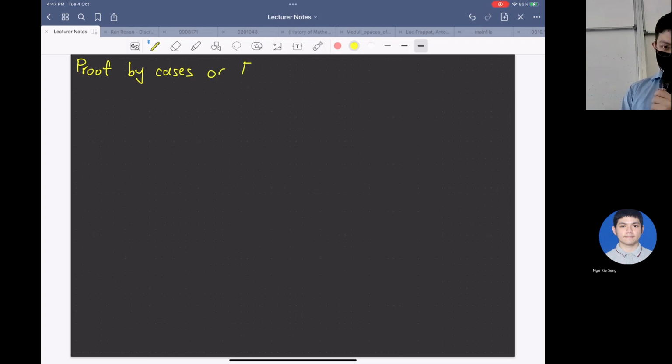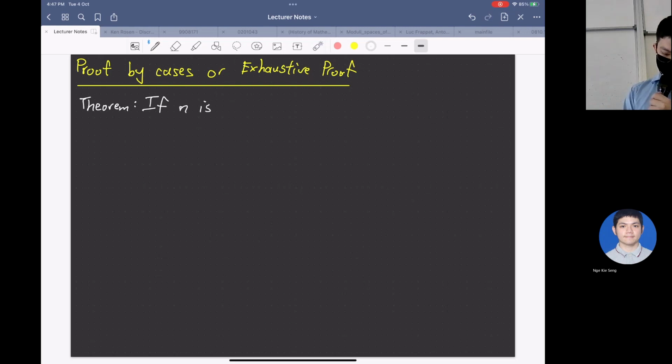Okay, next, we will prove by cases, or exhaustive proof. So sometimes you can break the proof into two cases. So for example, let's see this statement here. Theorem: if n is an integer, then n squared equals n.